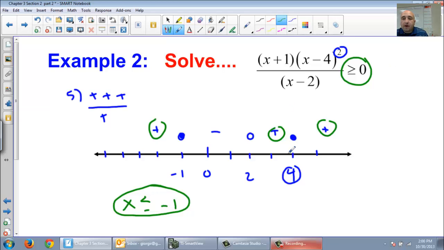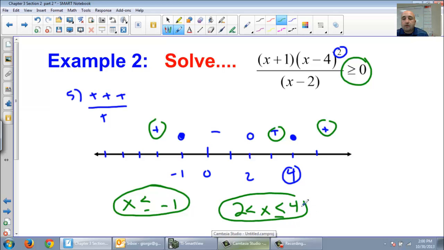Now let's do the middle positive. It's between 2 and 4. X goes in the middle. Symbols point to the left. The one on the right is a closed circle, so I need my bar. And then the one on the far right, it's everywhere to the right of 4. To the right of 4 is greater than 4. It's a closed circle, so I need my bar. Okay, so there are my 3 answers because I have 3 positive signs.